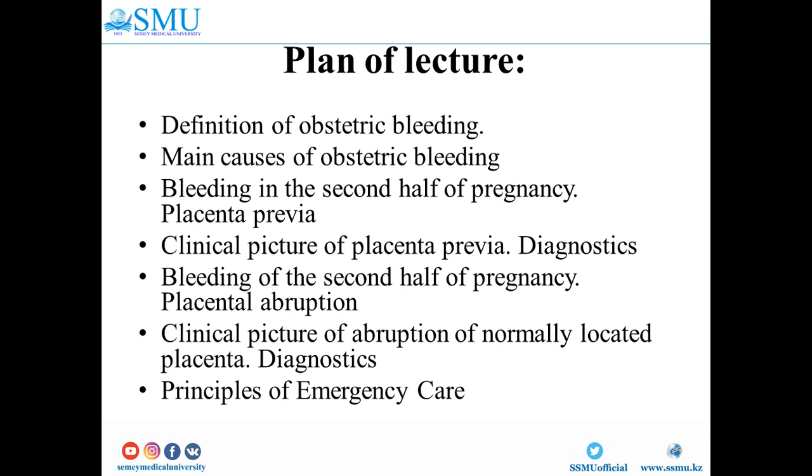Main causes: bleeding in the second half of pregnancy, placenta previa. Clinical picture of placenta previa. Diagnostics: bleeding in the second half of pregnancy, placental abruption. Clinical picture of abruption of normally located placenta. Diagnostics: principles of emergency care.